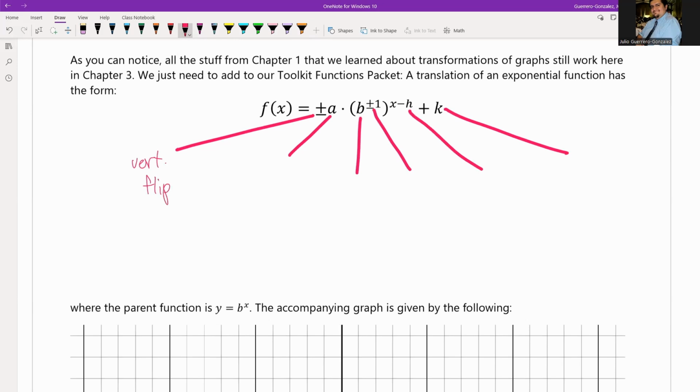The next one, your A, is going to be the initial value, or your y-intercept. It just so happens that when we look back at our A from chapter 1, this is the vertical stretch.